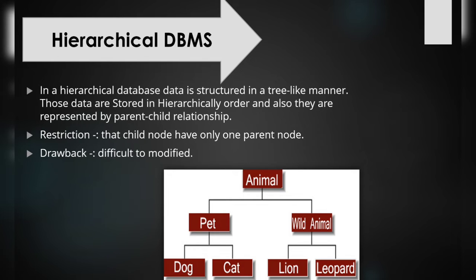Because of that, we have some restrictions in our hierarchical database management system. The restriction is that a child node can have only one parent node. Animal was a parent with two children, but each child has only one parent. It is also difficult to modify because it has different levels. Also, in this we can represent the relation between the data.